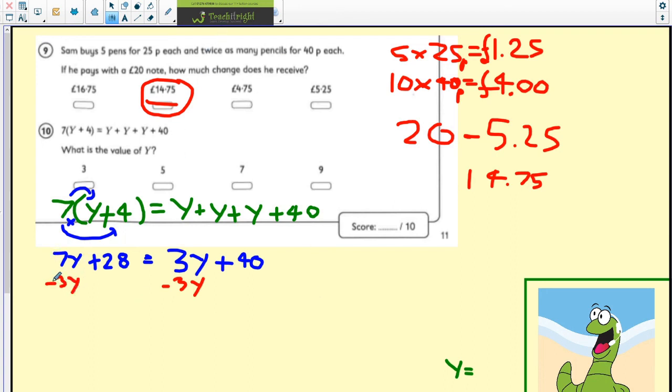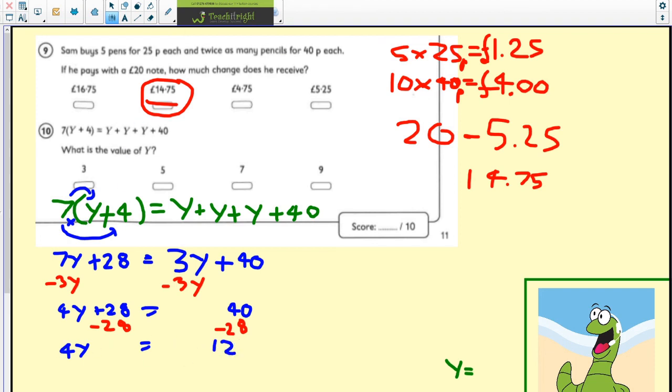And then I rewrite it, but keeping it as the same. So 7y take away 3y is 4y. Still got that 28. And that's equal to 3y take away 3y, nothing. But we still have that positive 40. And although I could write plus 40, you could equally write just 40. It would be the same thing. Right, now let's go to 28 from both sides. Rewrite it. So now I've got 4y on its own being equal to 40 minus 28, which is 12.